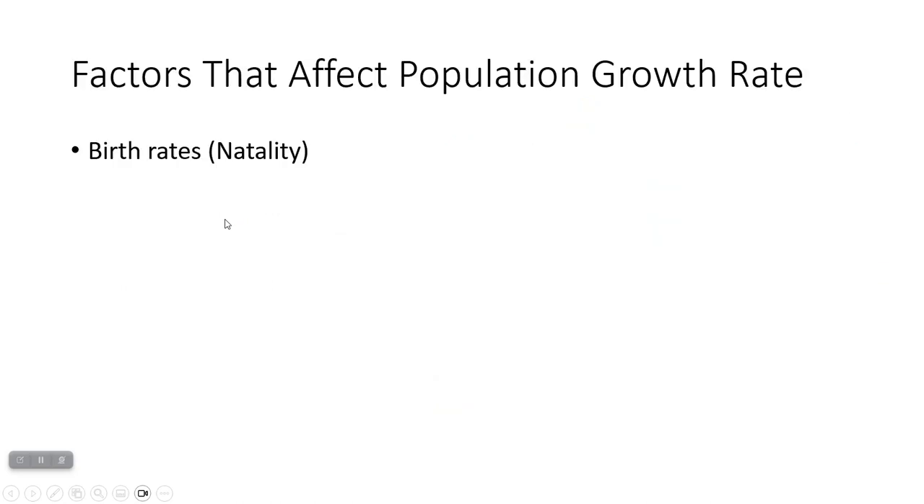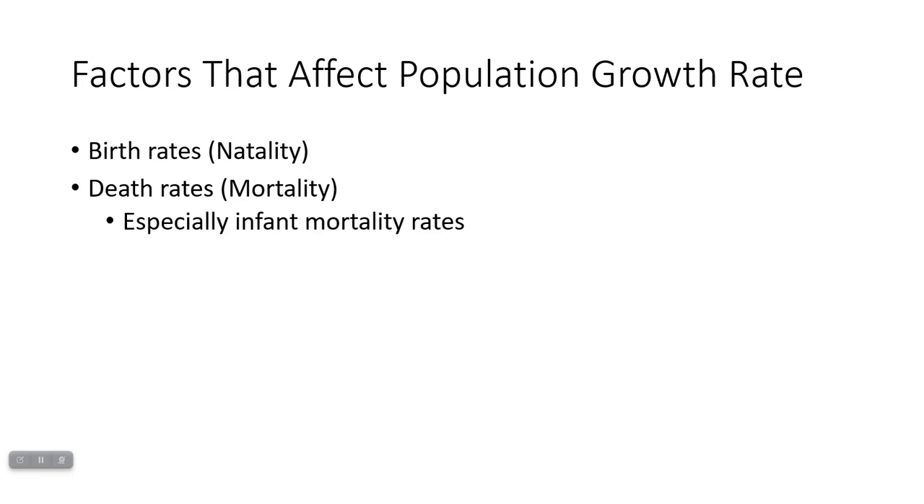So, some of the factors that affect how human populations grow are very similar to the factors that affect how other populations grow. We are organisms. Some of the same rules apply. So, birth rates, aka natality, are going to affect how populations grow, as are death rates, mortality. But an additional factor that's important is infant mortality rates, which we'll talk about on another slide, but it's essentially how many children that are born die before they reach the age of 1.